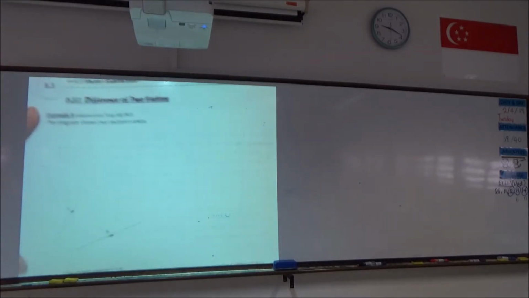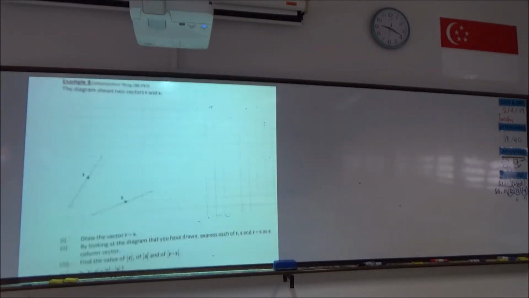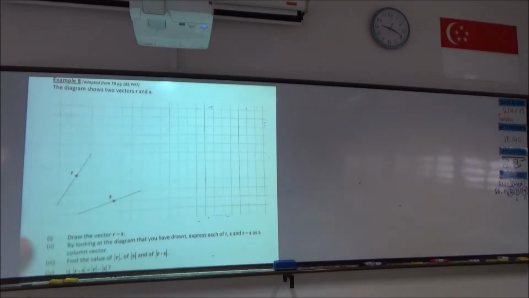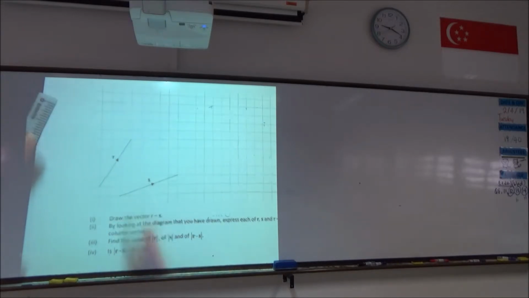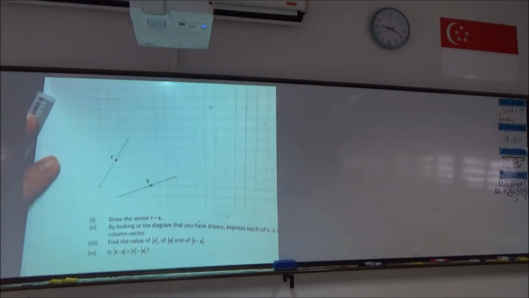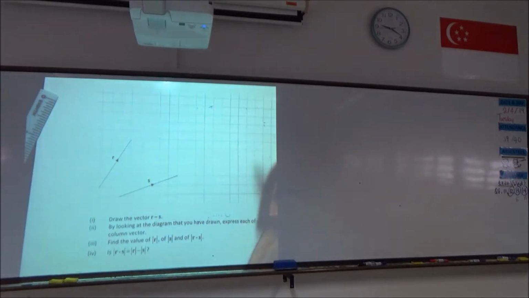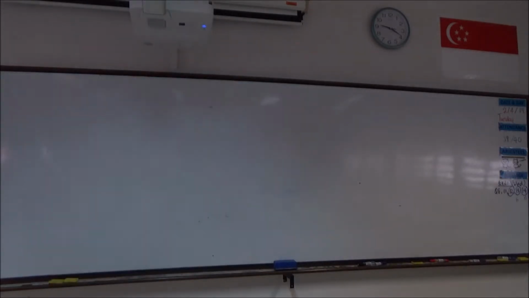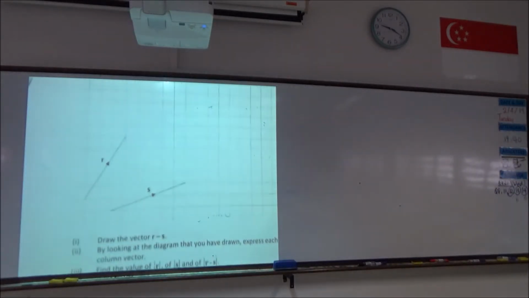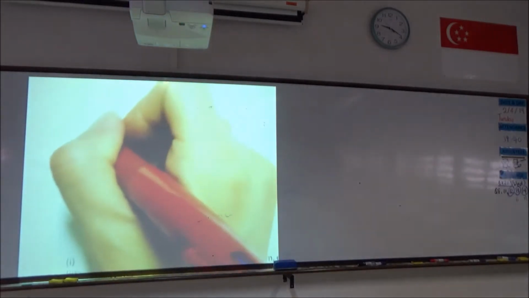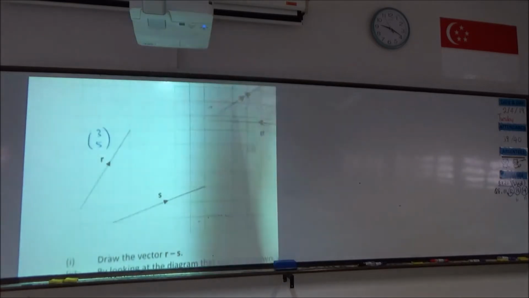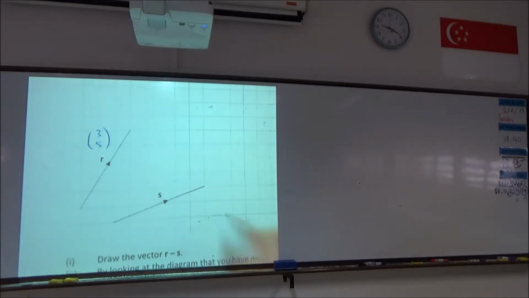Now let's look at vector subtraction. If you're given R to be this vector here and S to be this vector, we find that R will have a column vector of what? What's the column vector for R? 3, 5, right? And then S will actually be 6, 2, right?